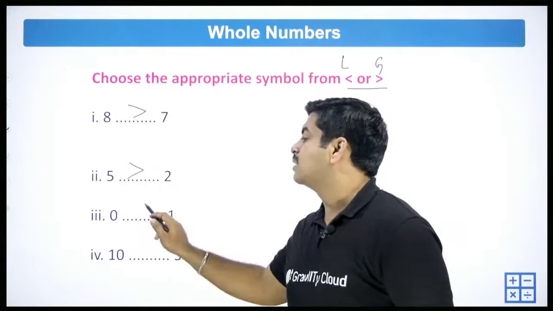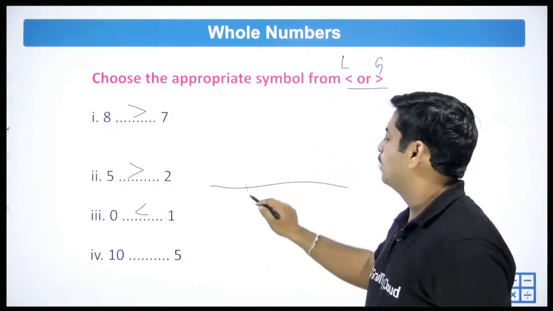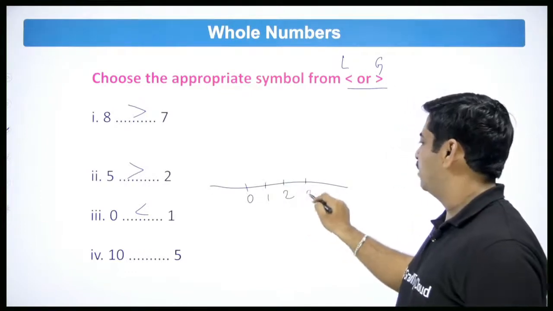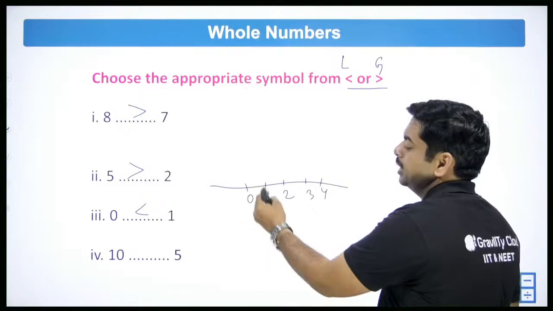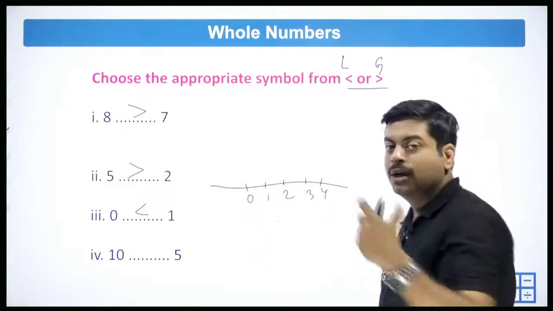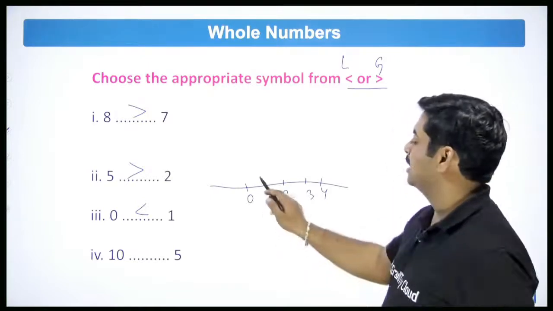0 and 1, 0 is less than 1. How can you bring all this using a number line? It will be very easy if you can draw a number line: 0, 1, 2, 3. My line is not that good. Right, so 0 and 1, 0 is to the left, so 0 is a small number compared to 1, so 0 is less than 1.